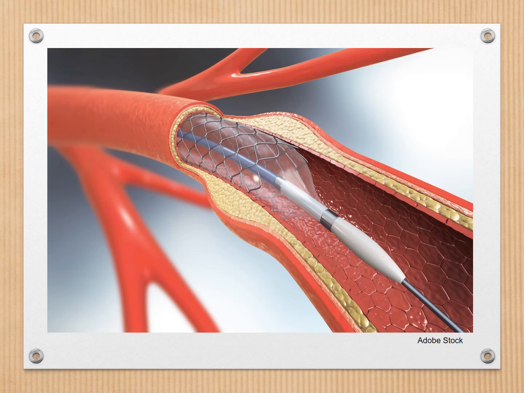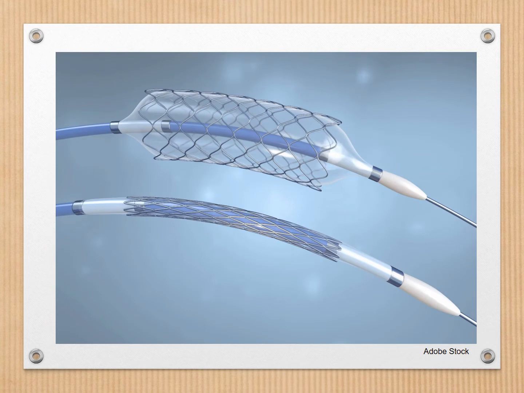This is a different view of a coronary artery stent being deployed, and as you can see, the balloon is still inflated and the stent has been expanded. Image A shows the catheter with the deflated balloon and collapsed stent on it. Image B shows the inflation of the balloon and the expansion of the coronary stent.